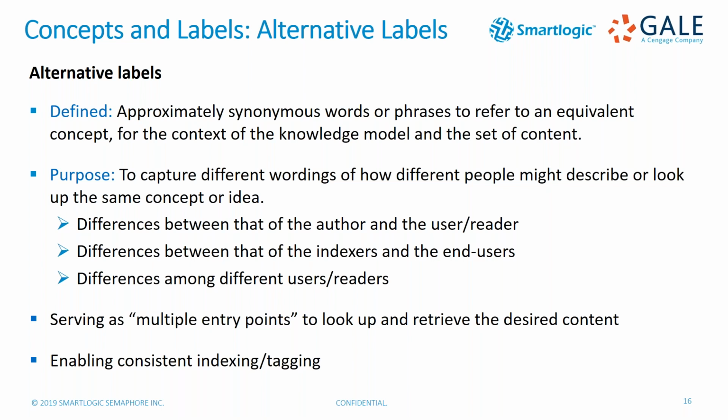So the purpose of alternative labels is to capture different wordings of how different people might refer to or call the same concept. And these different people could be the author of the content and the end user who's reading the content, or someone who's manually indexing the content and the end users, and finally, different end users. You know, different people will call the same concept or think about how to call it in different ways. So we can call this multiple entry points to enter into the knowledge model and retrieve content. And it enables consistent indexing or tagging.